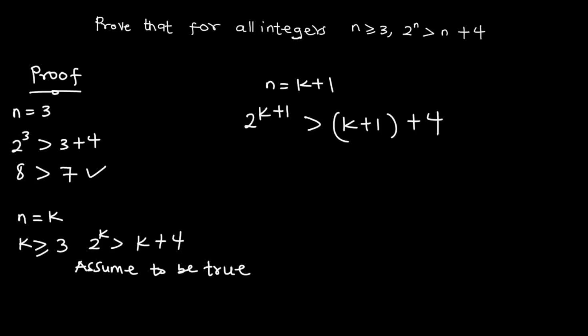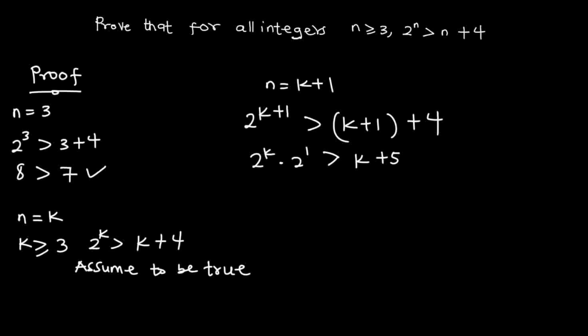From here, I'm going to rewrite this as 2 to the power k multiplying 2 to the power 1, and this will be greater than, bringing these values out of the bracket, k plus 1 plus 4, and that will be equal to k plus 5. So then you have 2 to the power k multiplying 2 to the power 1 to be greater than k plus 5.